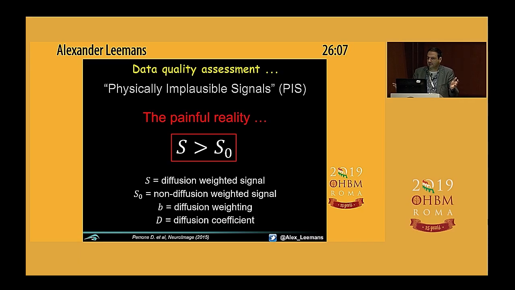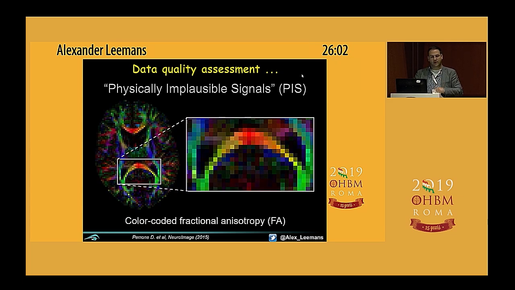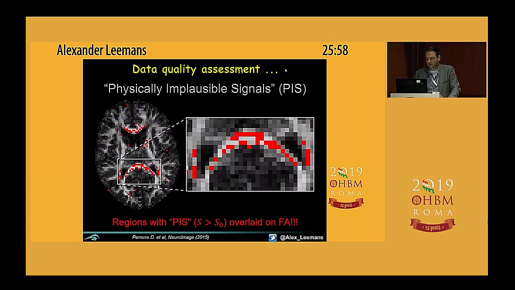And to me, that's physically implausible, right? So that signal is called PIS. Okay, let's go back to this one and overlay PIS on an FA map. I'm just flagging regions where there was a non-diffusion-weighted signal that was lower than a diffusion-weighted signal.